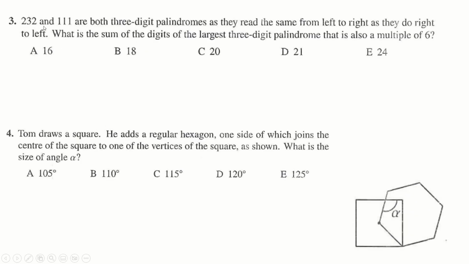Number 3, palindromic numbers, fine. To be a multiple of 6, you have to be even. So we can't use 9 something 9, because that's not an even number. So the highest thing we can try is 8 something 8.